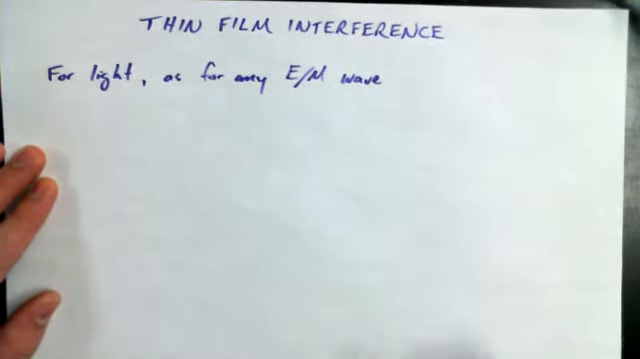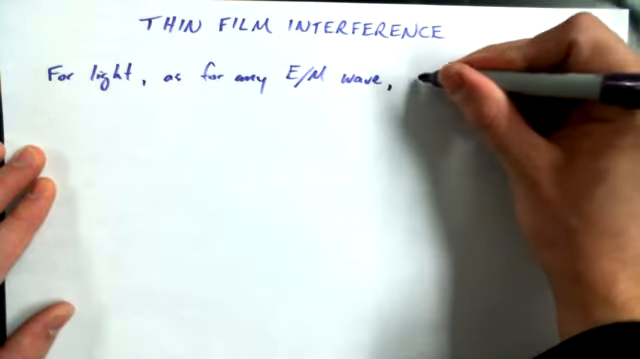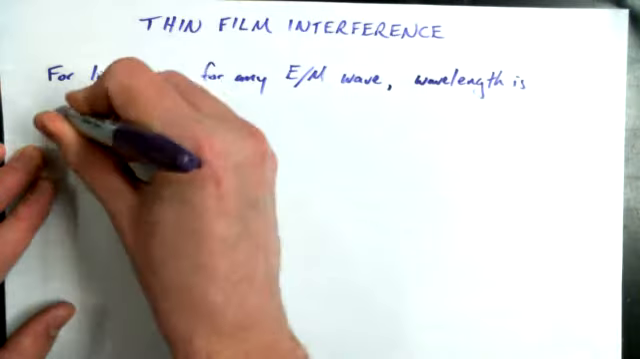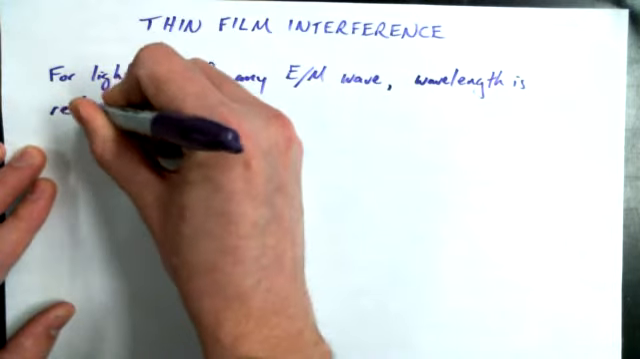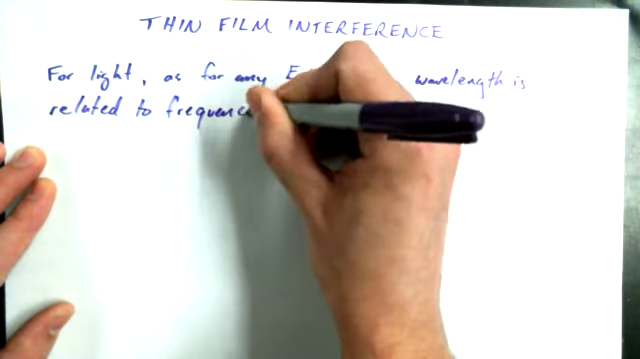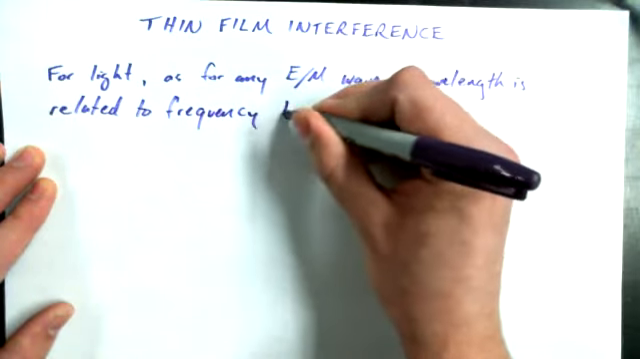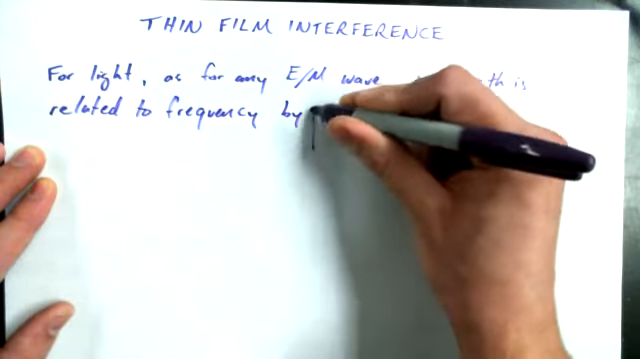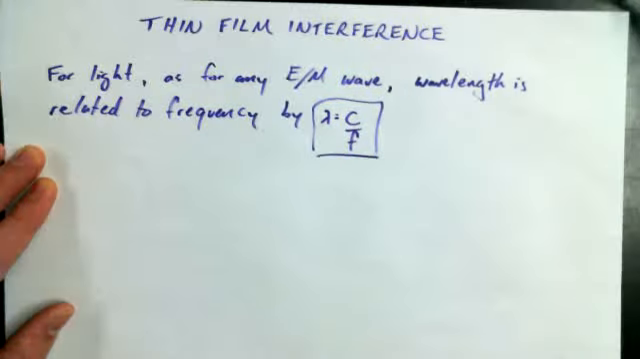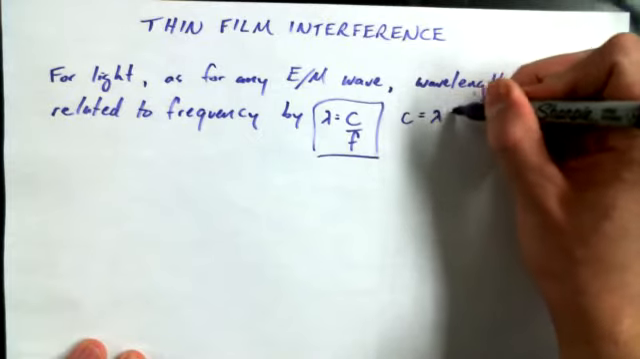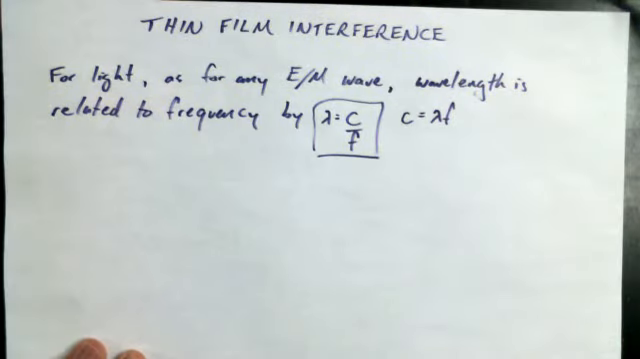Any. For light, as for any EM wave, wavelength is related to frequency. And we say that it's related to frequency by lambda equals c over f, where c is the speed of light, f is the frequency of light, and lambda is the wavelength for that light. If you want to see it in a nice universal wave equation formation, you might also say c equals lambda f, and that's the format we wrote it last year.